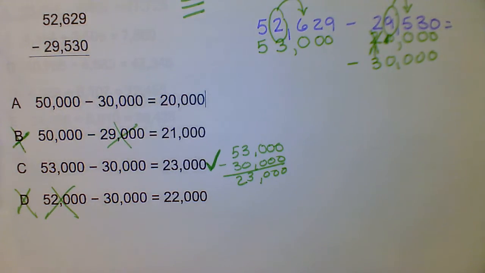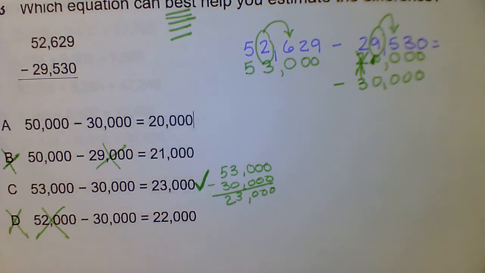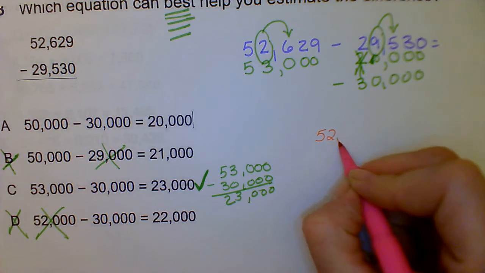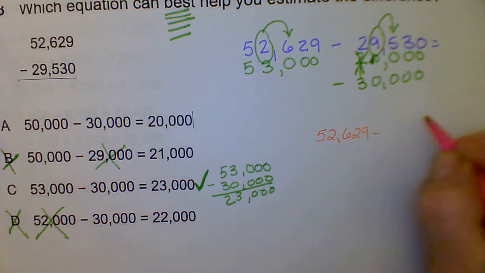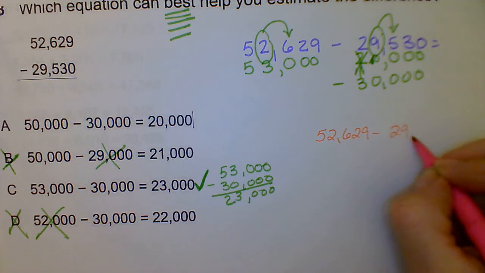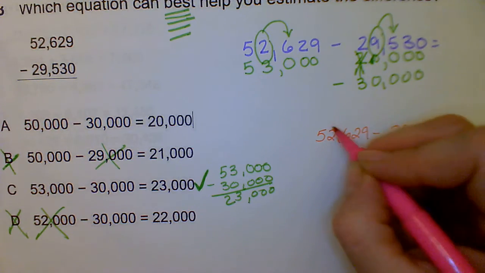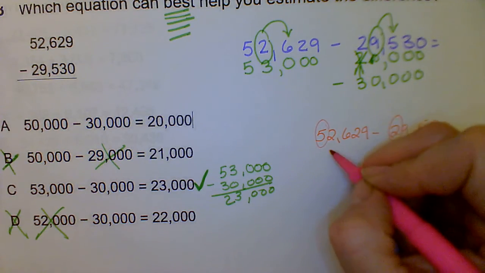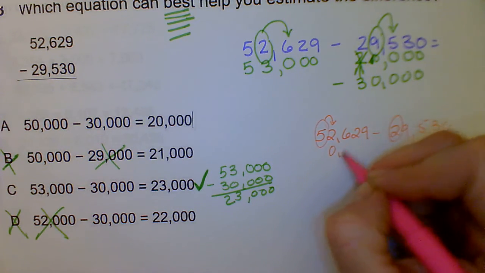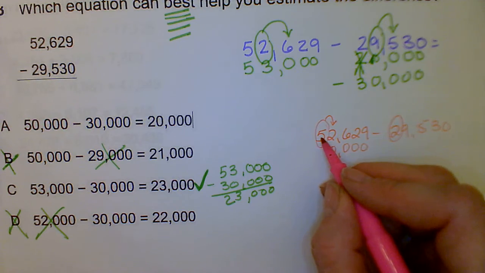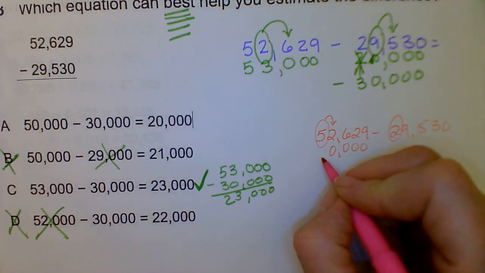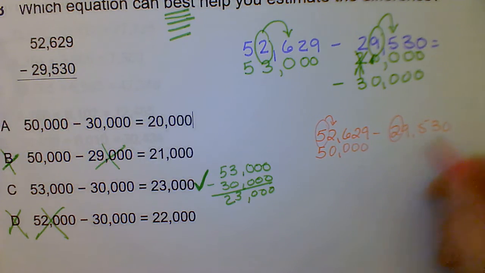Let's check this one out. Here they're rounding to the nearest 10,000. Let's try that. So if I start with 52,629 minus 29,530 and I round to the nearest 10,000, everything to the right is going to become a 0. And this guy looks next door and he says, what do I do? 2 says I'm part of 4 or less. You rest. So he stays the same.